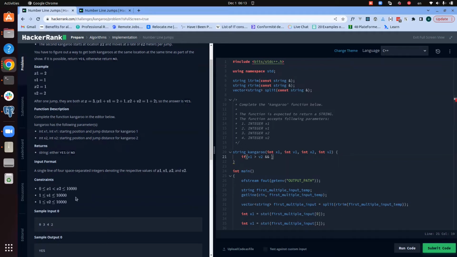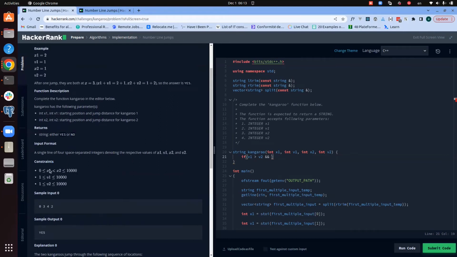Now, what is the second condition in order for them to meet? We can see that the speed of the first one minus the speed of the second one represents the distance that would decrease in between them after each step, because we know that the first one is going faster than the second one. The speed of the first one minus the speed of the second one will then give you the distance that is decreasing after each step, and for them to meet, the distance that is decreasing after each step should be a divisor of the distance that exists in between them. That means the distance that exists in between them is actually x2 minus x1. That is the distance in between them.